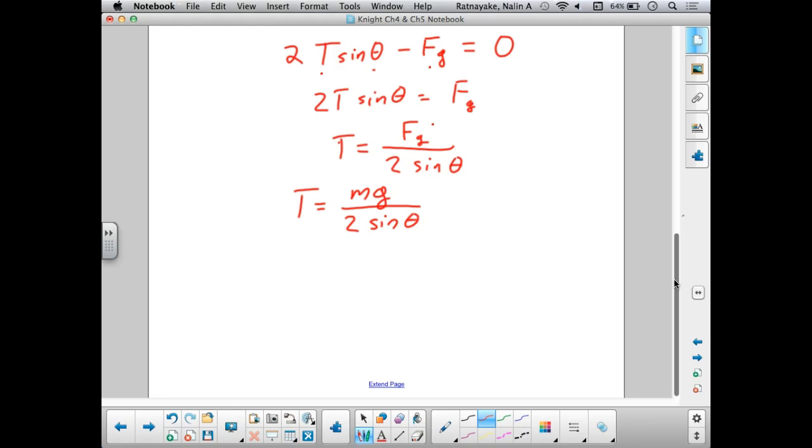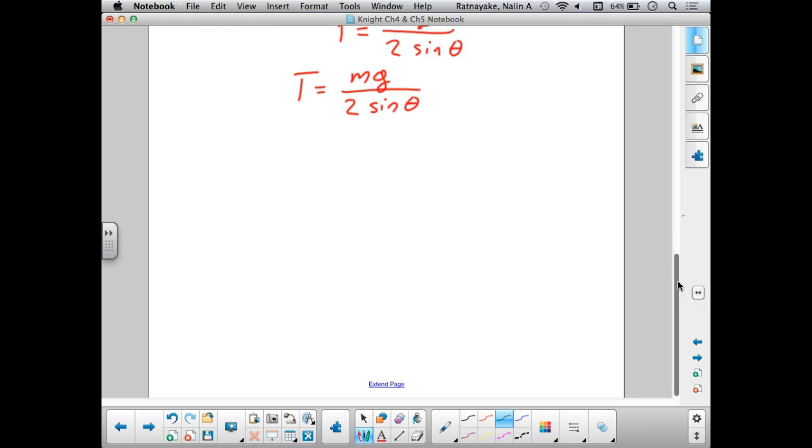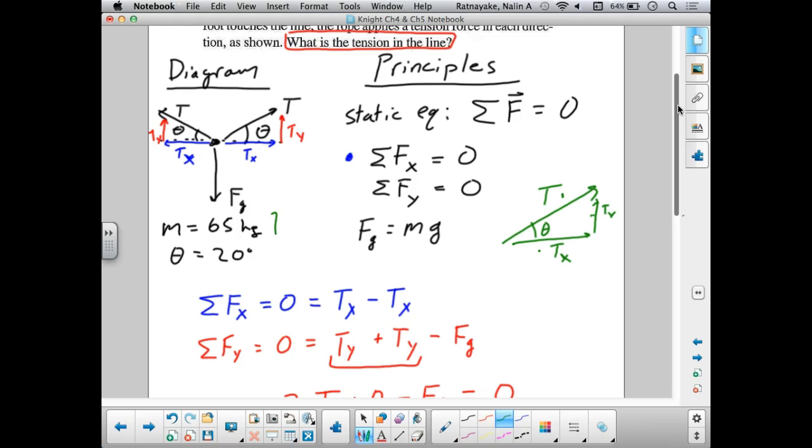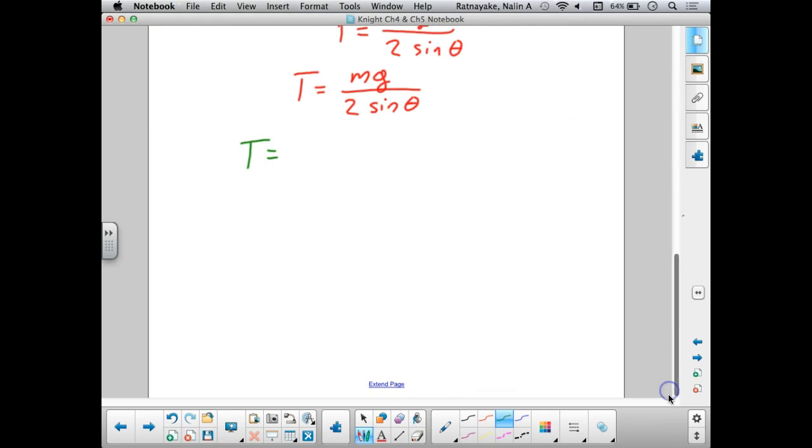That's my symbolic solution. So now we can finally plug in what it is that we know. So let's plug in our known variables. Let's go back up here to my list of knowns. I saw that mass is equal to 65 kilograms in the problem. So let's put that up here in the numerator, 65 times 9.8, we can round to 10, over 2 times the sine of 20 degrees.